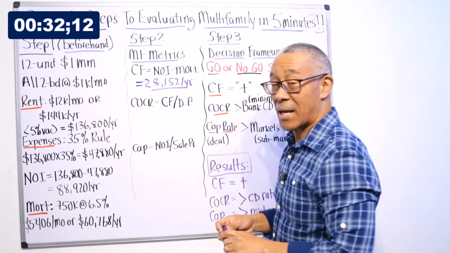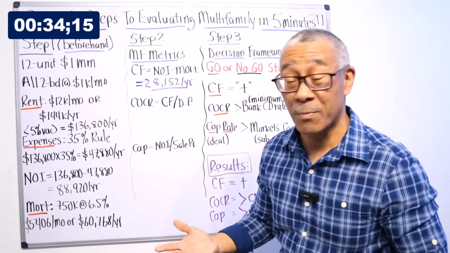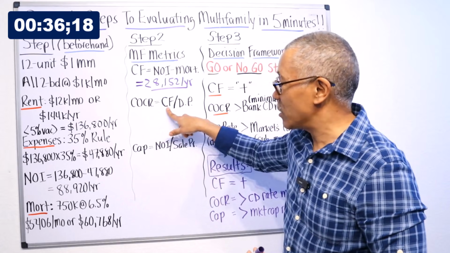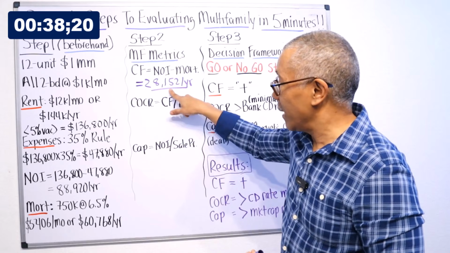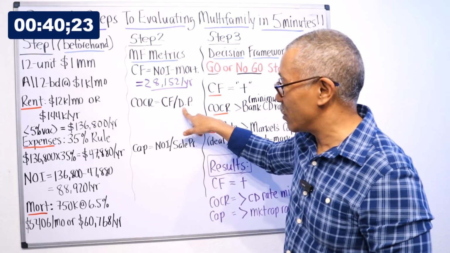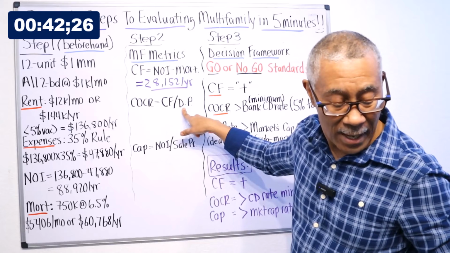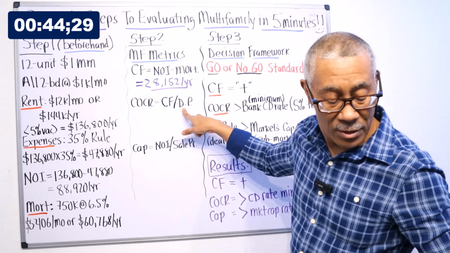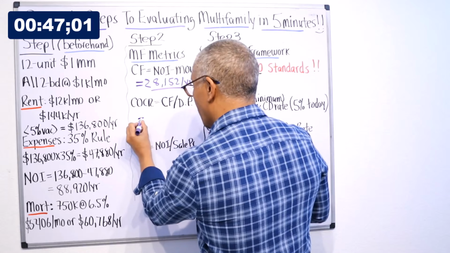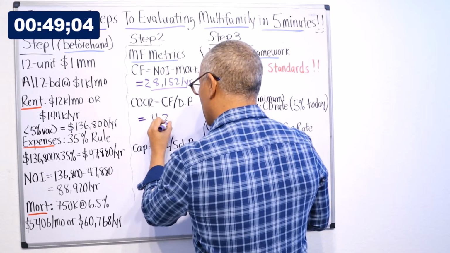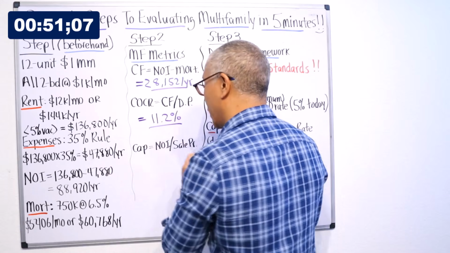Okay, next is your cash on cash return. This is your return on investment. The equation is the cash flow divided by the down payment of $250,000. Do the math here. All right, so that equals 11.2%. Okay, pretty good number there.